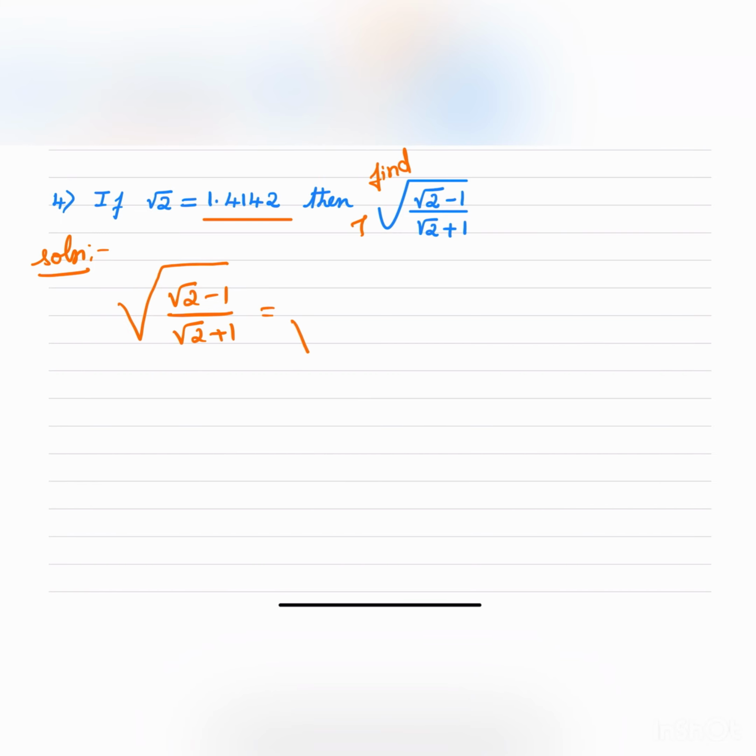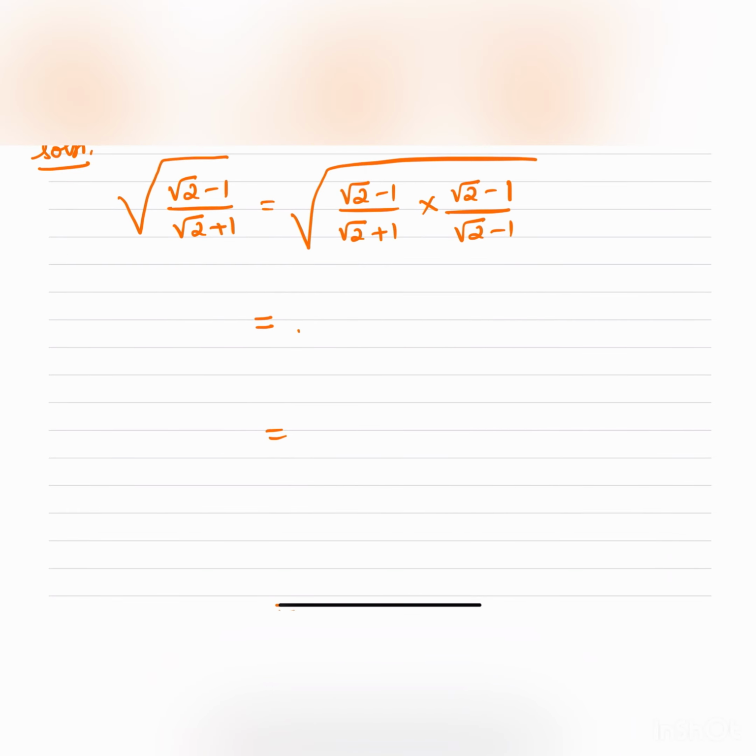So what we are doing, we are rationalizing the denominator which is there inside the square root. So into root 2 minus 1 divided by root 2 minus 1. Now let us write down the numerator. Let us multiply the numerator. If you multiply the numerator, we are getting root 2 minus 1 whole square. And in the denominator, we are applying the formula a minus b into a plus b. It is equal to root 2 whole square minus 1 square.